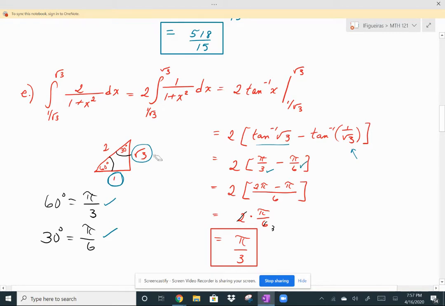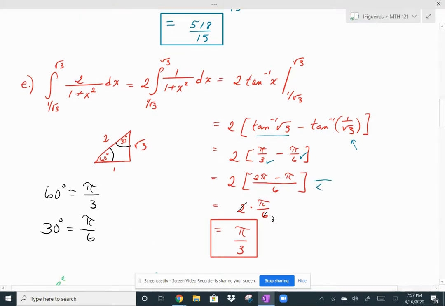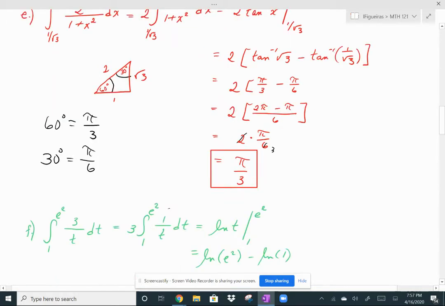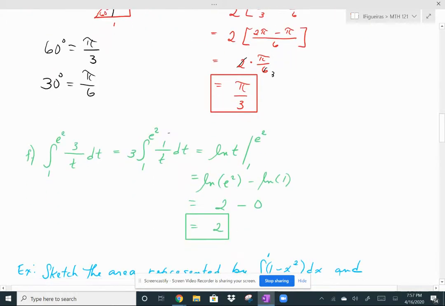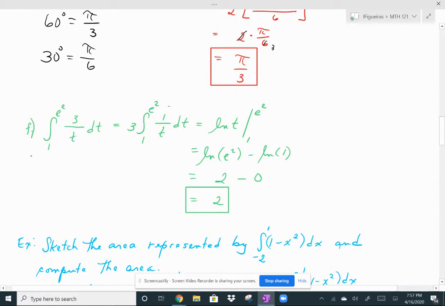Okay, so those two fractions have to be combined, pi over 3 and pi over 6, so you need a common denominator of 6, which you see here. So you have 2 times (2 pi over 6 minus pi over 6), so it's 2 times pi over 6. The 2 and the 6 simplify, so your final answer is just pi over 3. Okay, so let's do F.